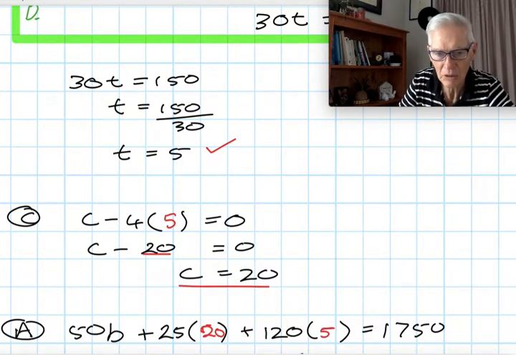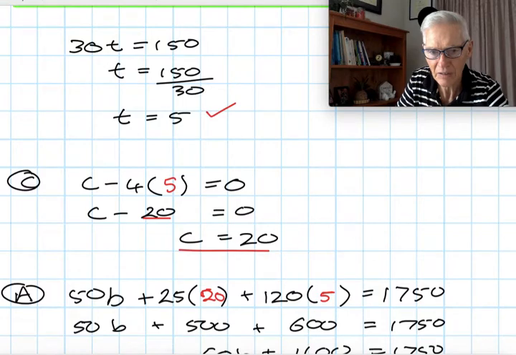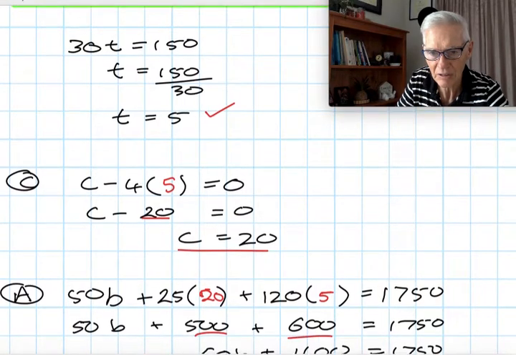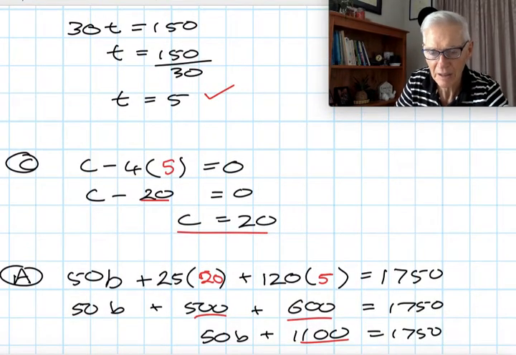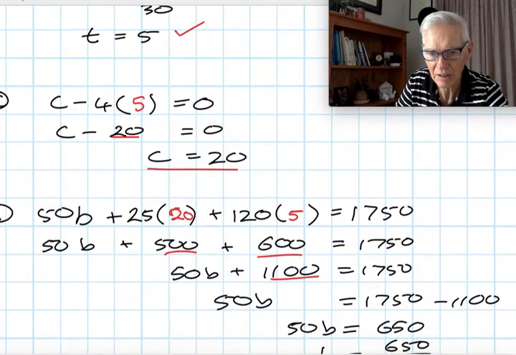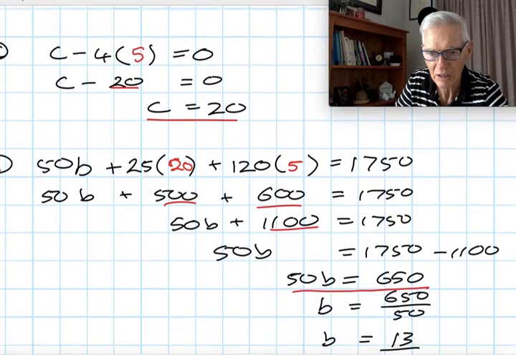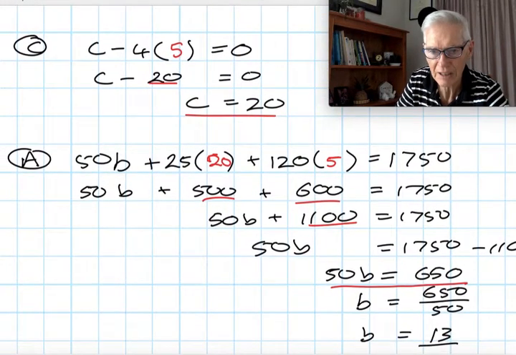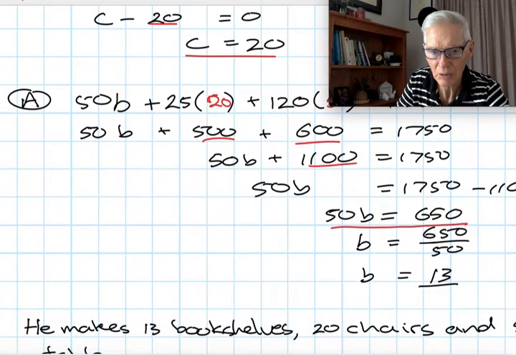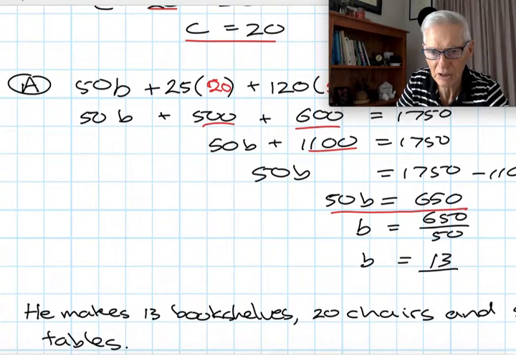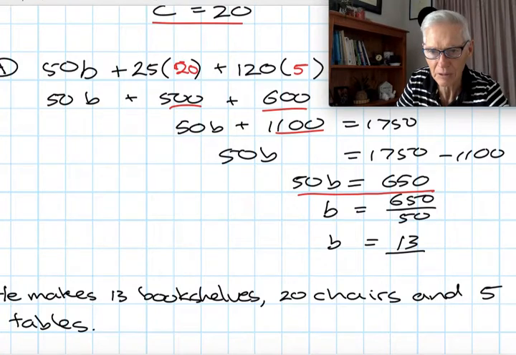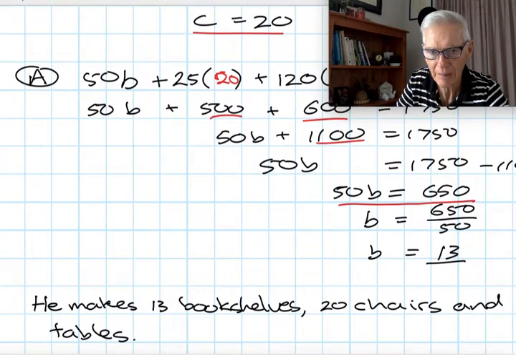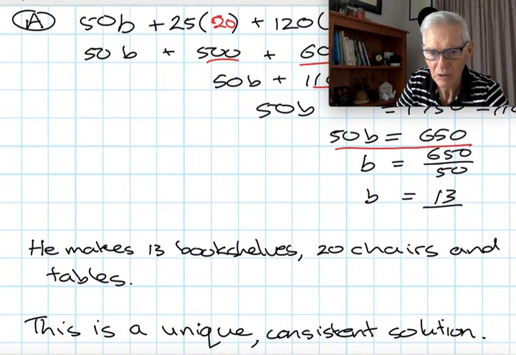So this is the timber equation. So this makes here 500. This makes 600. Add those together to get 1100. Subtract it to the other side and you get 50b equals 650. Divide by 50 and you get b equals 13. We're almost done. We now have to put that in a sentence form. So let's write this. He makes 13 bookshelves, 20 chairs, and 5 tables. And there you have that. Draw a diagram. Oh, it's also a unique consistent solution.